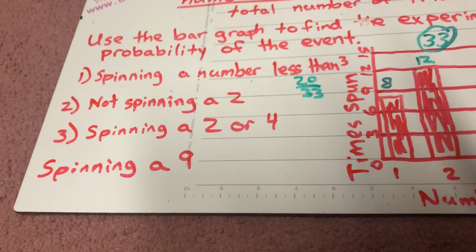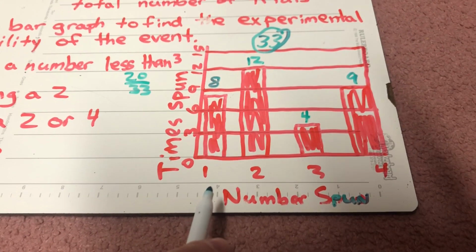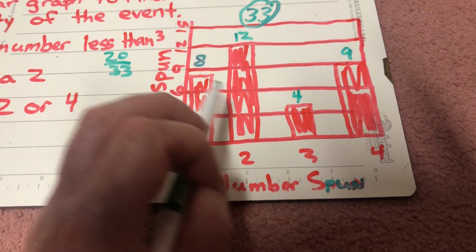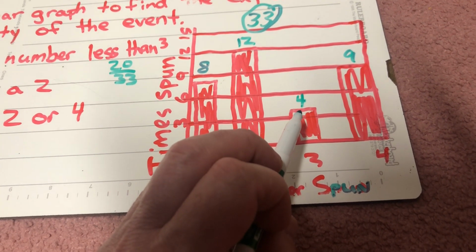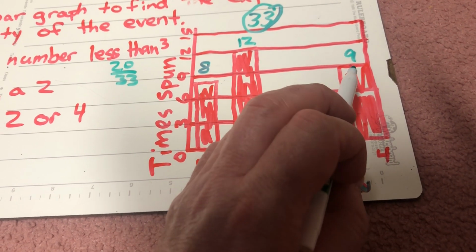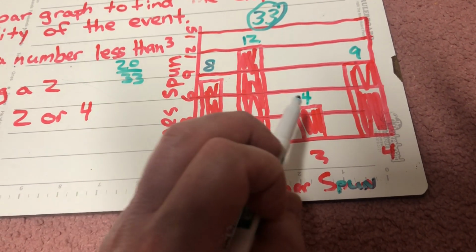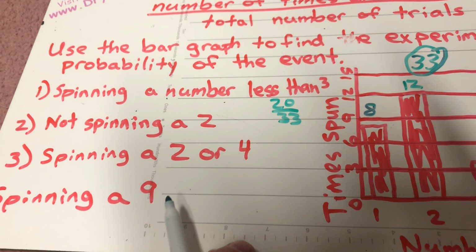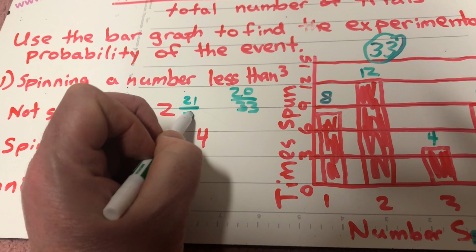That's not hard. Not spinning a 2. So not spinning a 2 would be anything that wasn't a 2. We're going to just skip 2. 1 8 times, 3 4 times, that's 12. And then a 4 was spun 9 times. 8 plus 4 is 12, plus 9 is 21. So the experimental probability would be 21 over 33.